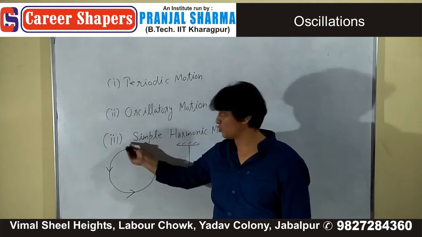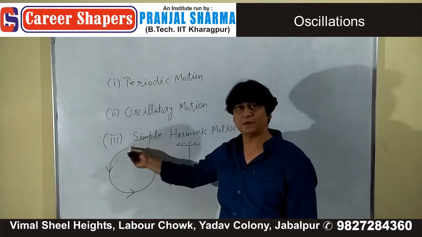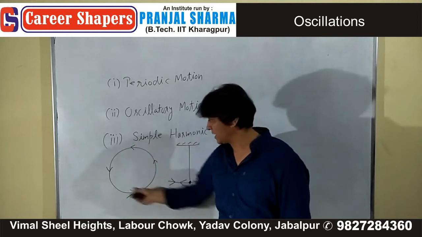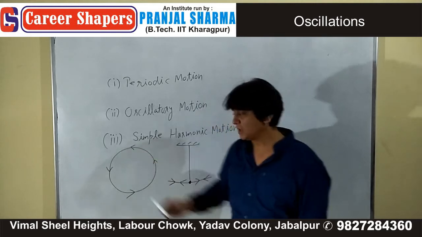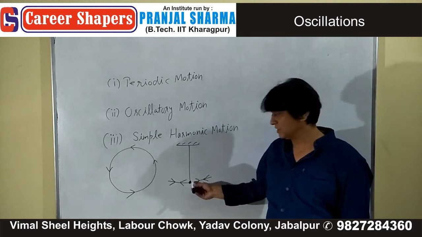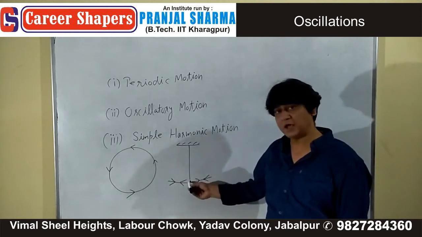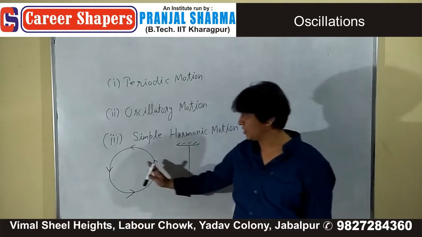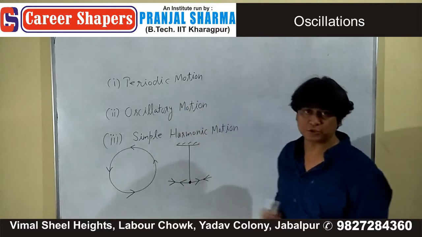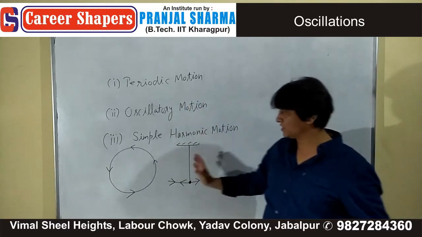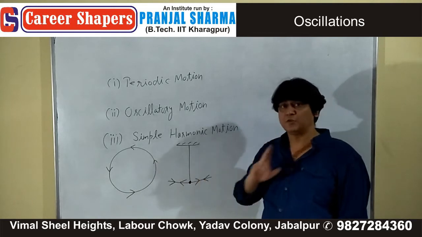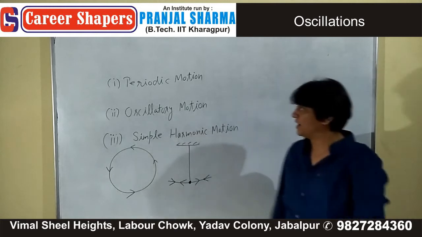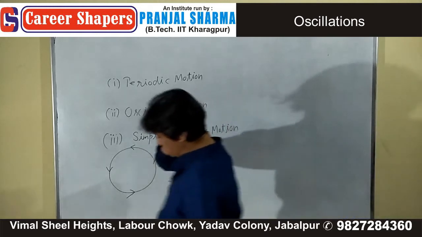This thing is going to repeat itself again after a certain time. It's back to the same position. Again and again, it is going to repeat itself. Right here, this ball is going to repeat itself again and again after a certain time. And therefore, they both are periodic motions. But there is a difference between this and this. And for that difference, we introduce the second type. Write down the second type, which is oscillatory motion.